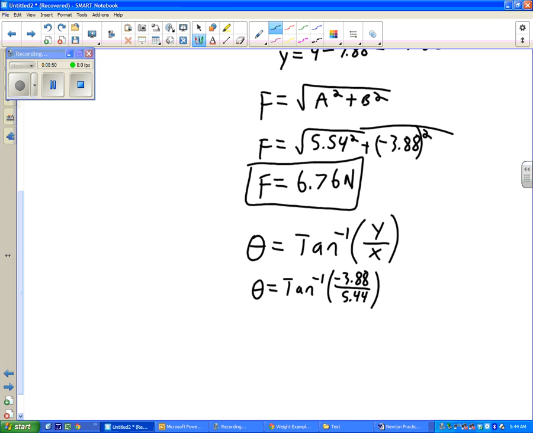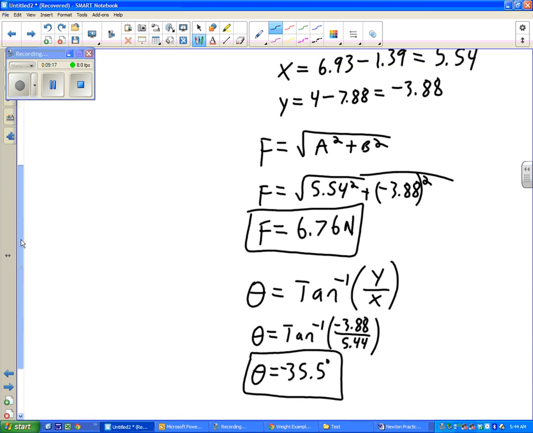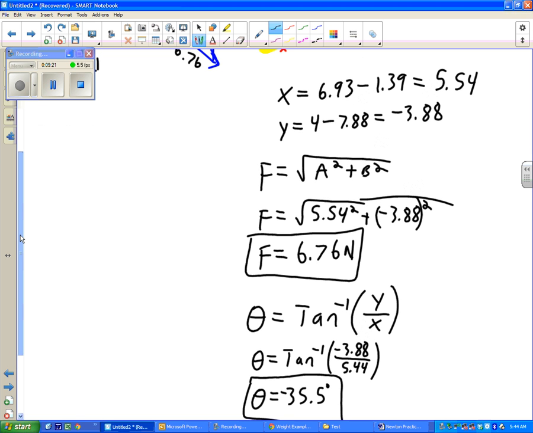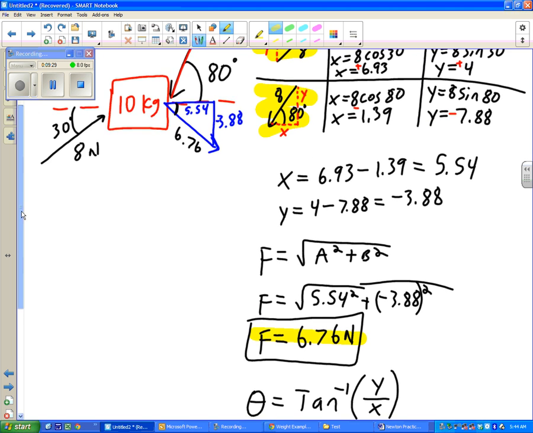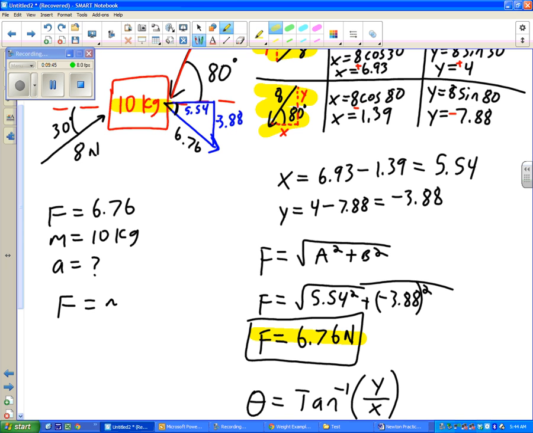And I put that into the calculator to get an angle of, actually, negative 35.5 degrees. And finally, I'm going to get to what the question was asking. The question was asking what is the acceleration. And I now have a force. My force is right here. And I had a mass, the mass of the box. The mass of the box is right here. So if I have a force of 6.76 and a mass of 10 kilograms, and I want to find the acceleration of this box, I'm going to use F equals ma.